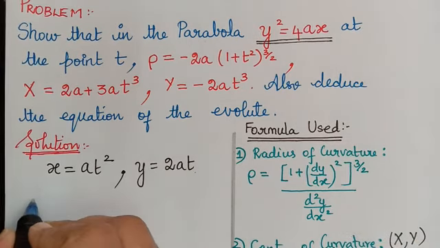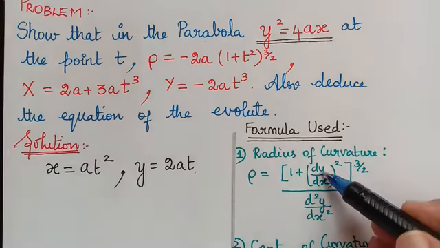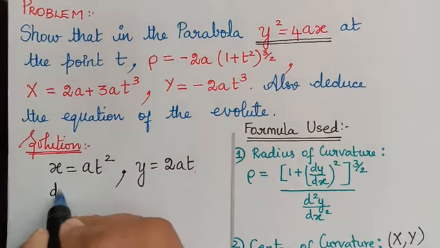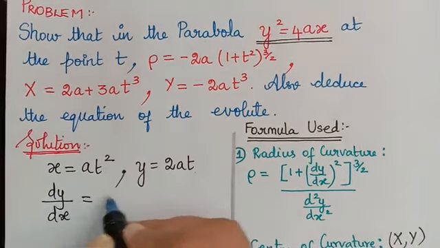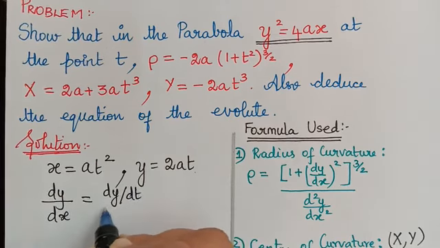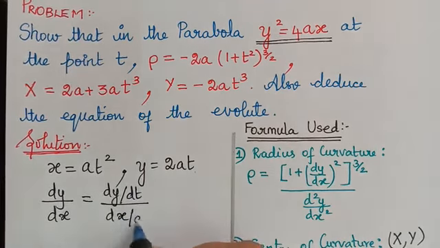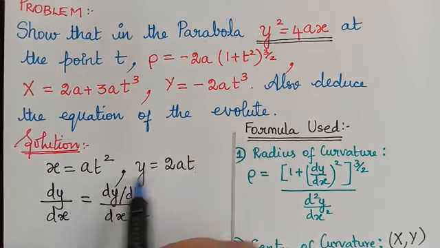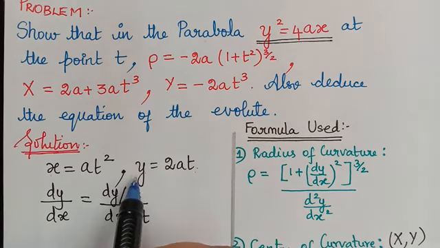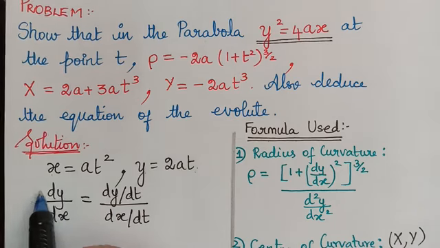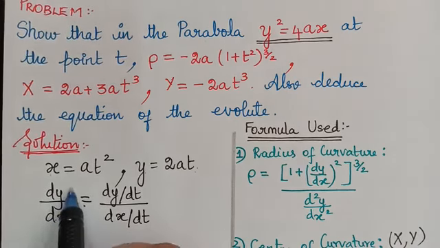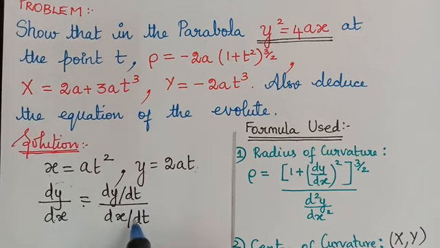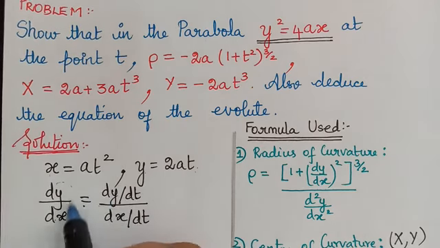Now actually to find radius of curvature we need dy by dx and d squared y by dx squared. Now dy by dx can be written as dy by dt divided by dx by dt. Here x and y are in terms of t, so we can't directly find dy by dx, and for that reason we first differentiate y with respect to t, divided by the differentiation of x with respect to t. So this will give us dy by dx.